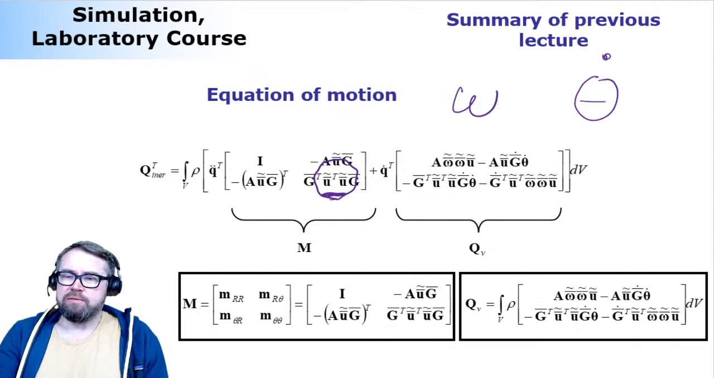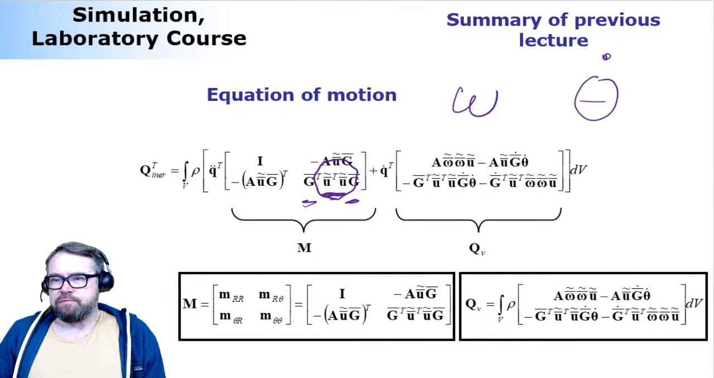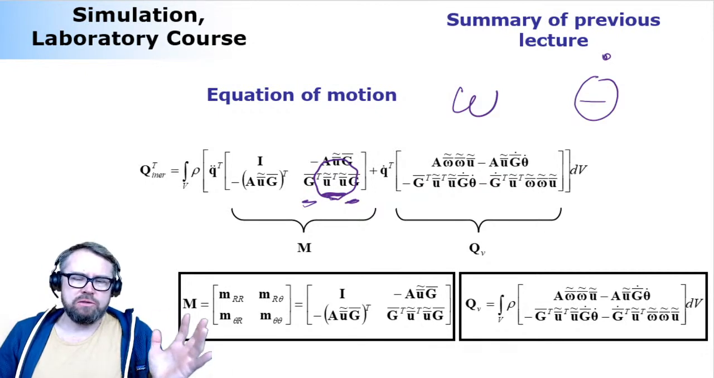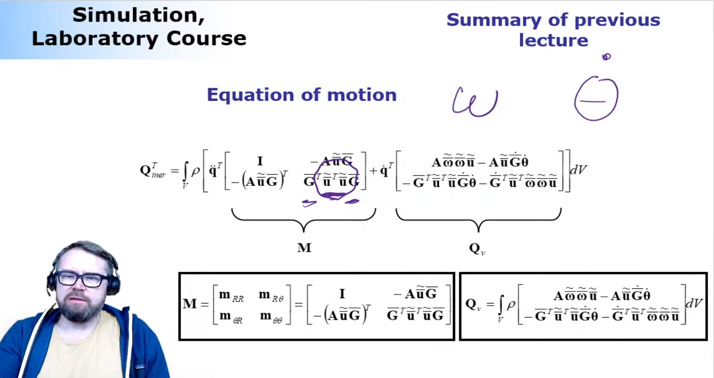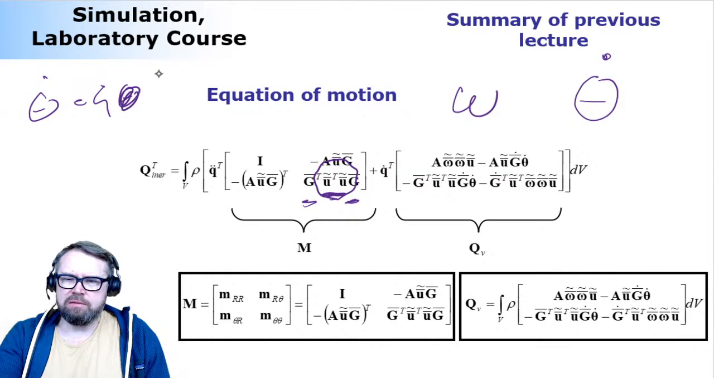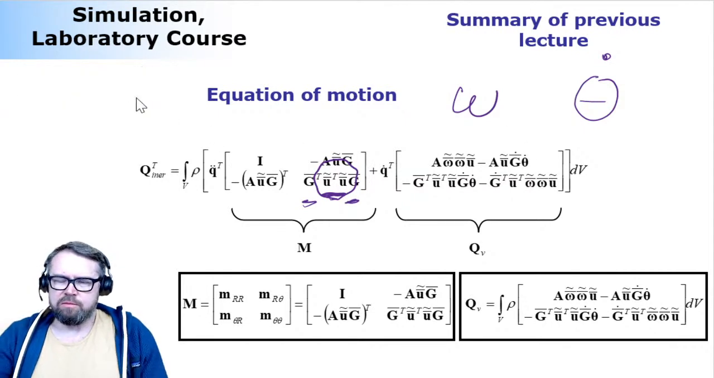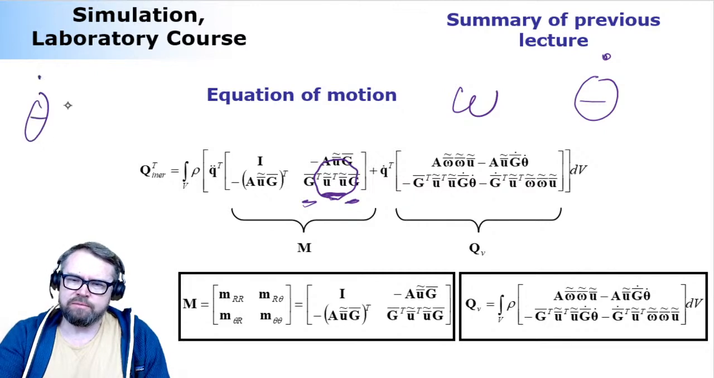Then with the help of the G relation, you can map this inertia tensor to whatever rotational coordinates you selected to use. That's the trick. So it's this relation, and that was how the T actually works.